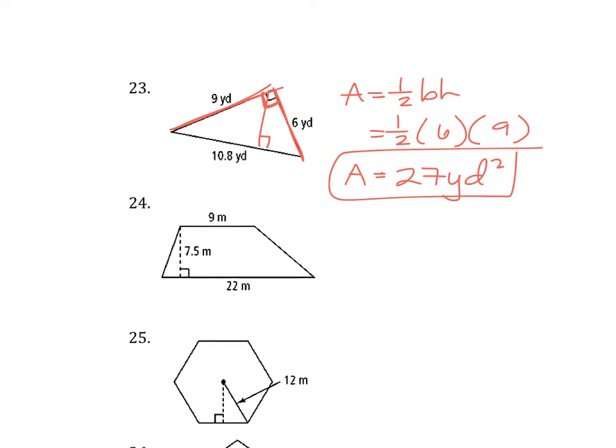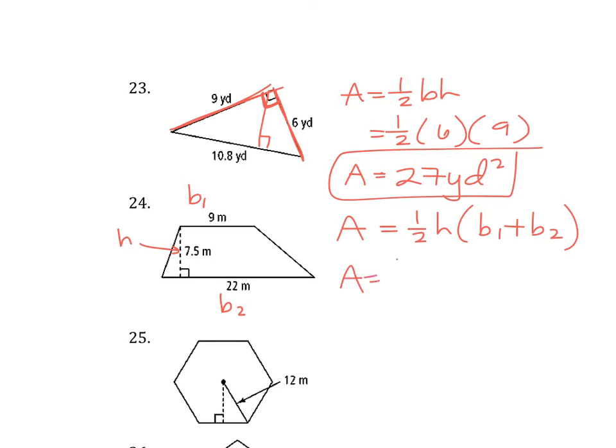Okay, 24, name that figure. A trapezoid. In a trapezoid, you're doing area equals 1/2 times the height times base 1 plus base 2. What's h? 7.5 is your h. What's base 1? What's base 2? So you're just taking those numbers and plugging them into the formula.